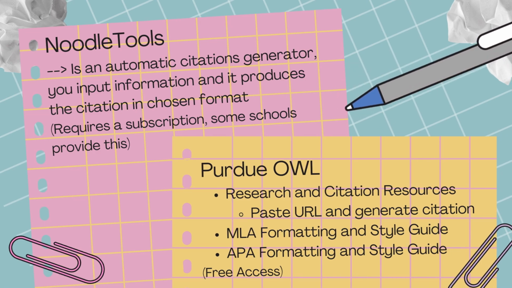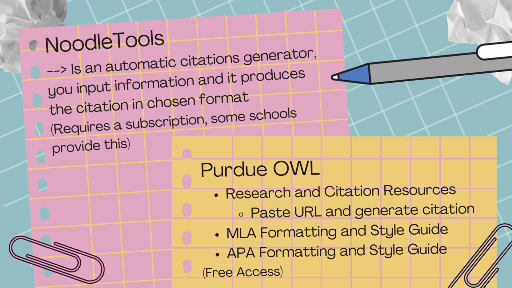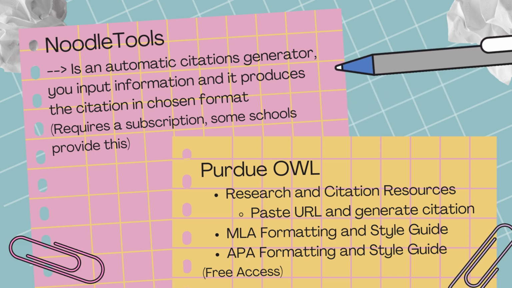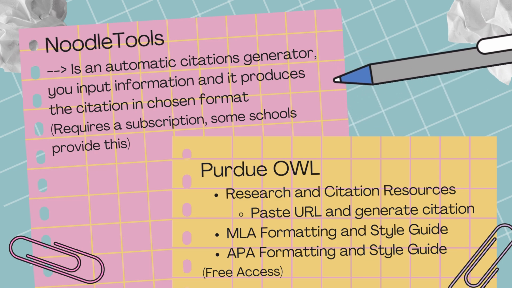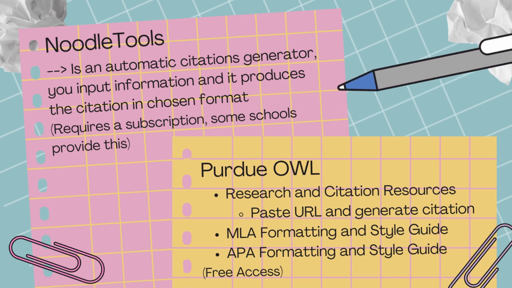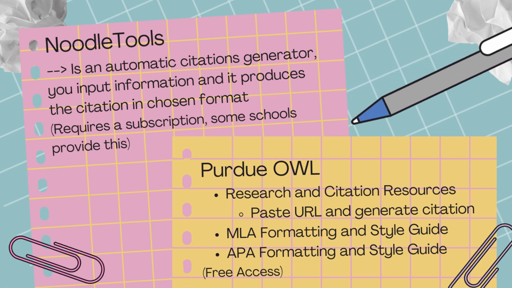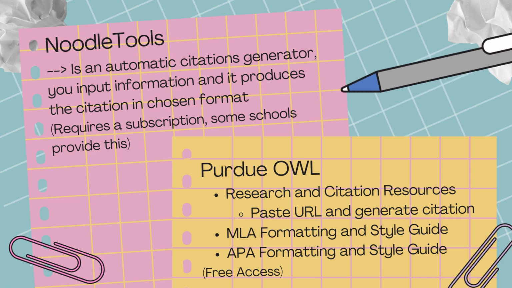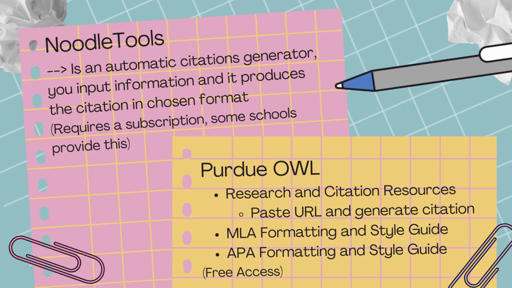Here are 2 resources that I found most helpful when I was learning academic formats. I was introduced to Noodle tools in my AP seminar class my sophomore year, and I continue to use it for my papers and essays to this day. Noodle tools is an automatic citations generator that you input information and it produces the citation in chosen format. It does require a subscription, but some schools and libraries may provide this for you.